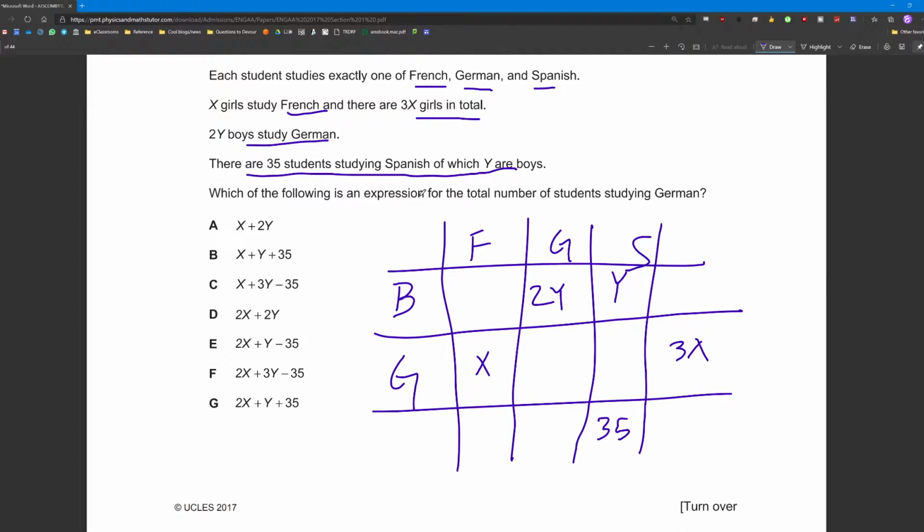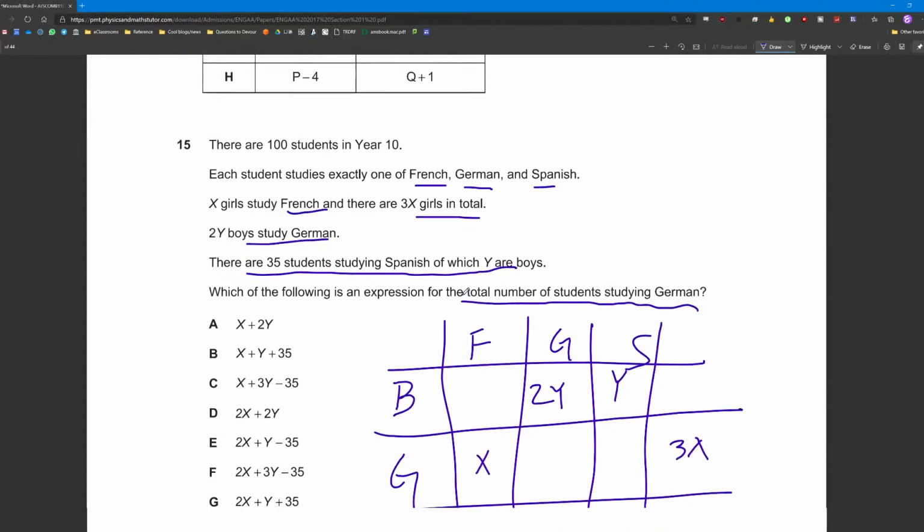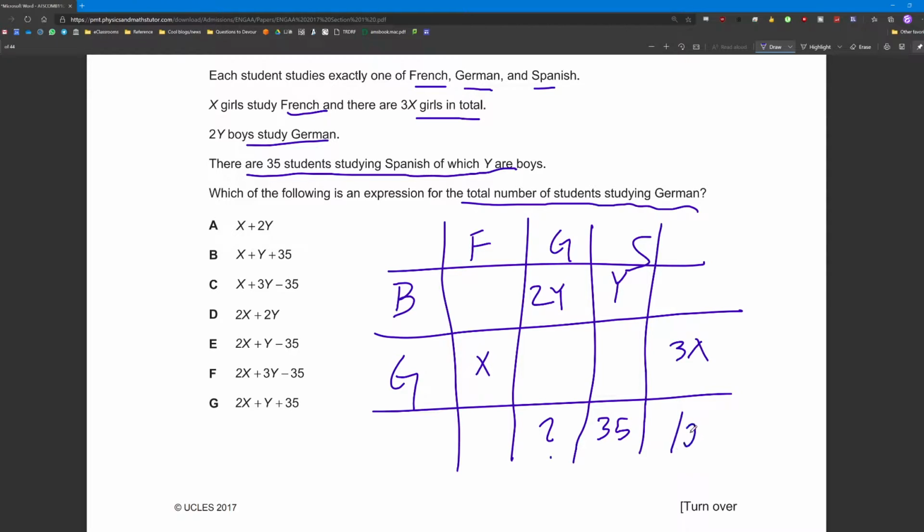Which of the following is an expression for the total number of students studying German? Okay, so you want this. You know that there are a total of 100 students, and so that means this is 100 minus 3x, because these two add up to 100, and then this is 100 minus 3x minus 3y.